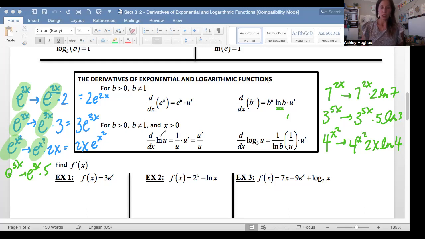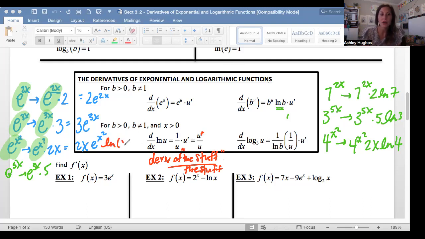And then when you have log of anything, I always remember this non-math way of saying it: the derivative of the stuff over the stuff. Derivative of the stuff over the stuff. So that's u prime over u. And if you have log base b, the extra part is you divide by the natural log of b.